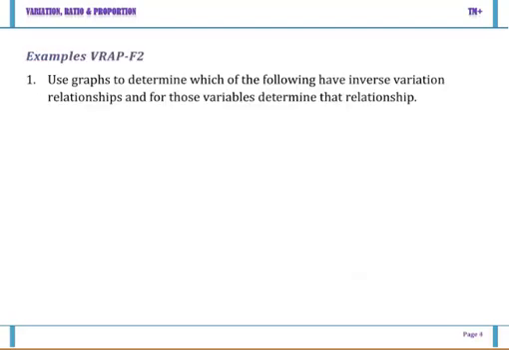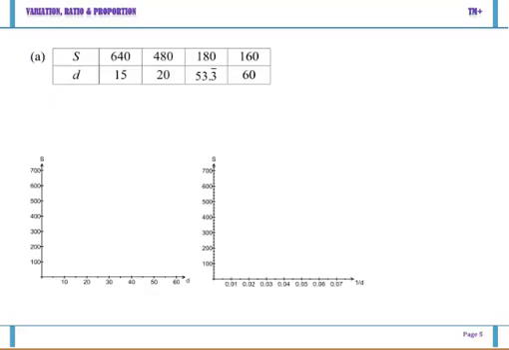So here I've got: use graphs to determine which of the following have inverse variation relationships, and for those variables determine that relationship. Let's look at the first example. I have s and d, remembering this is my dependent variable and this is my independent variable. So my dependent variable goes on my y-axis, my independent variable goes on my x-axis. If I graph it directly, and I'll just pause, do that and come back to it so you don't have to wait and see me do it. Okay, it doesn't look great, but you can see what I'm getting at.